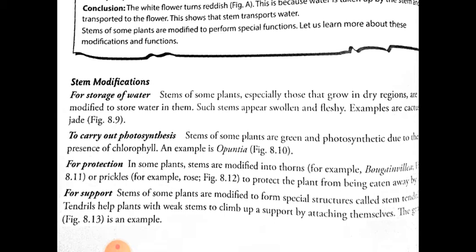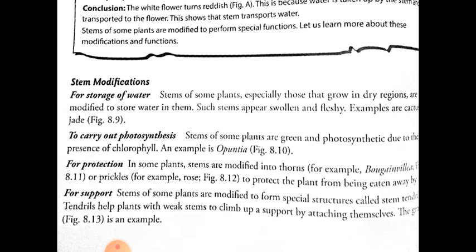Next, to carry out photosynthesis: as we discussed above, some plants' stems are green in color. As they contain chlorophyll, they appear green, and due to the presence of chlorophyll they carry out photosynthesis and help in the production of food. The stems prepare the food for the plant. An example is Opuntia.